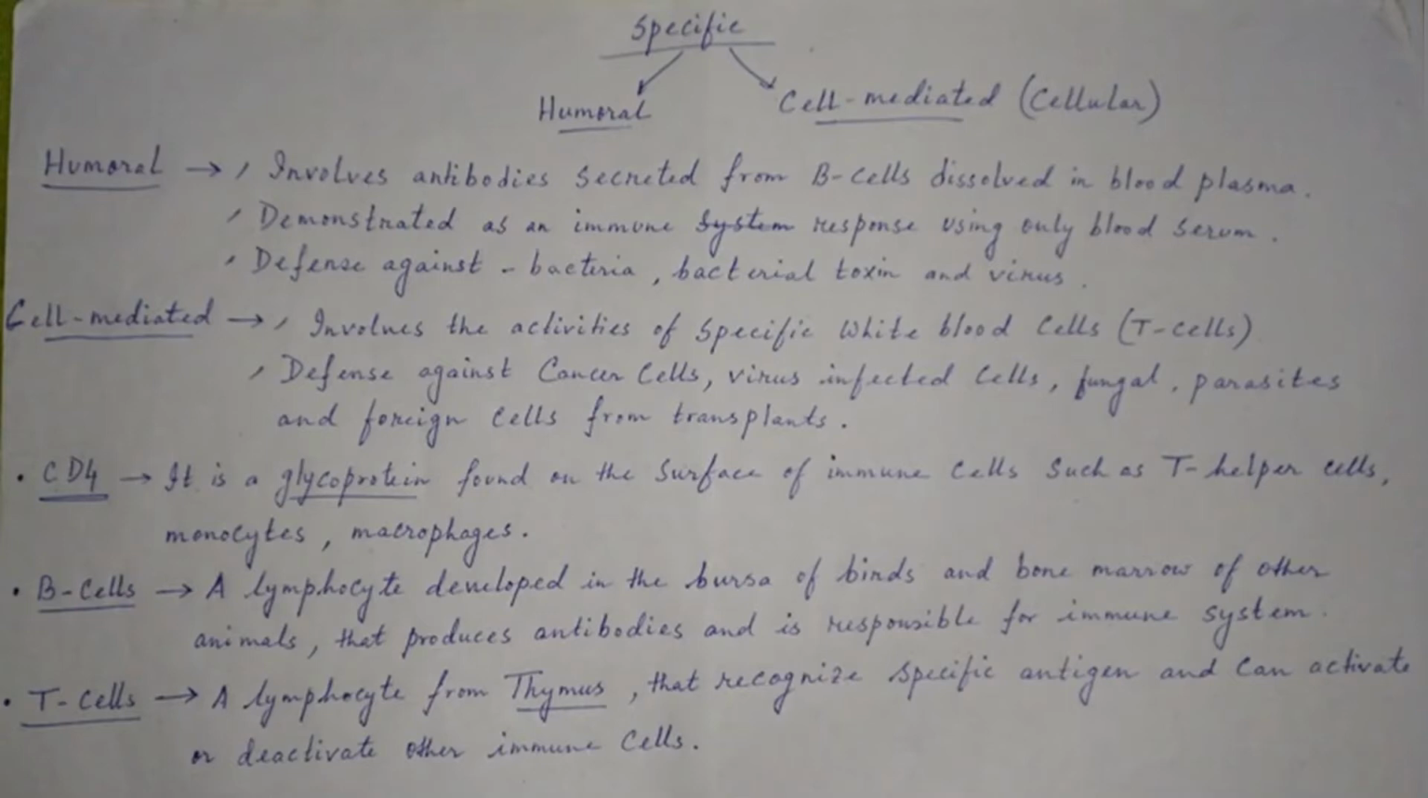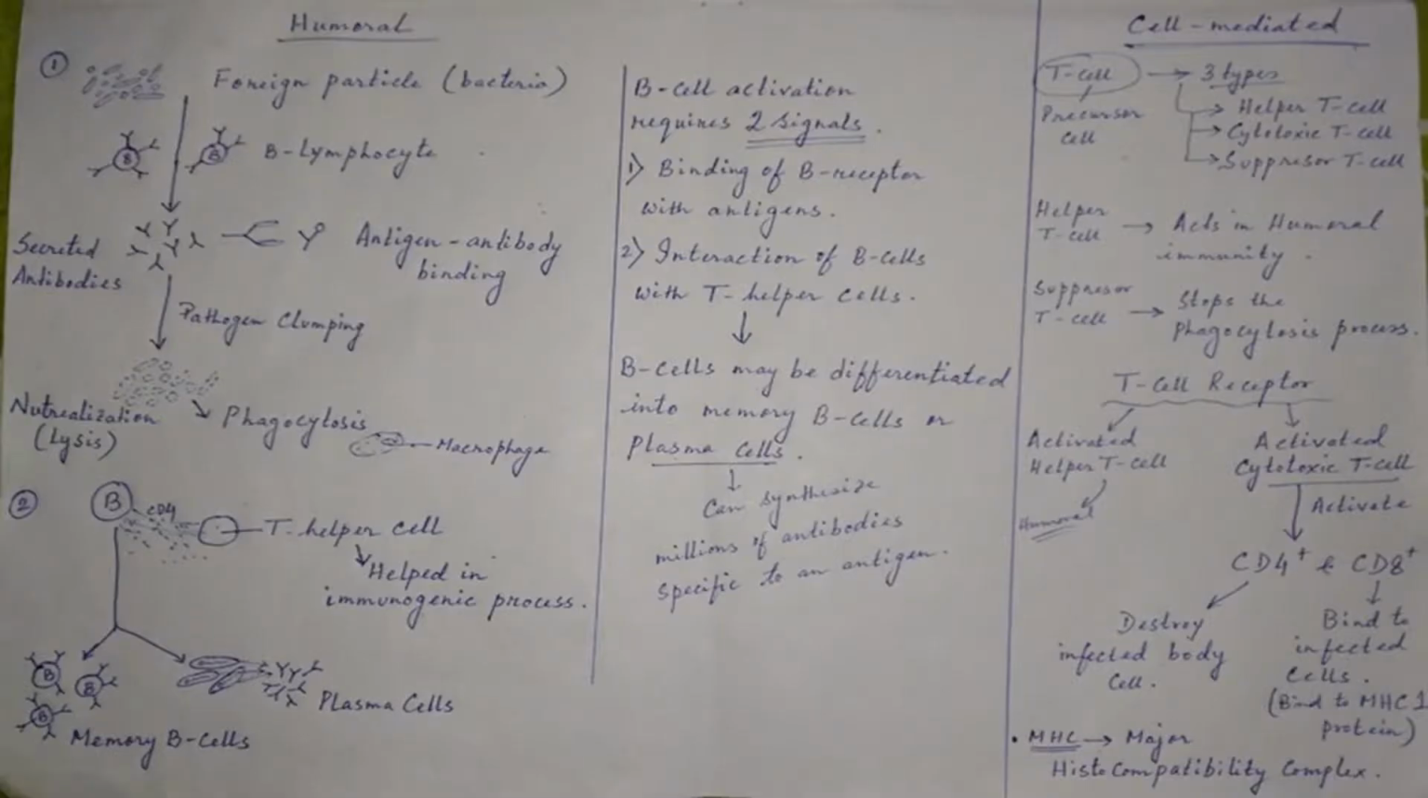So we'll move on to the activity, how humoral and cell-mediated or cellular immunity occurs. Now this portion is humoral, and from here this is the cell-mediated one. So first humoral. It takes place in two steps, 1 and 2. See, these are the bacteria or the foreign particles, coccoid, spherical shape and little elongated shape. These two types of bacteria are found. So these are the foreign particles.